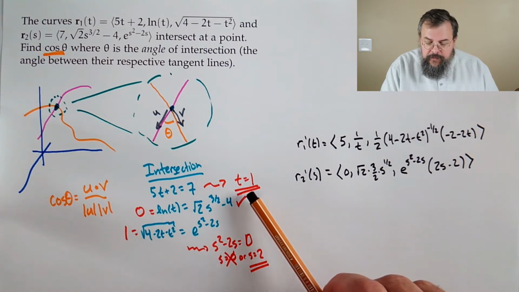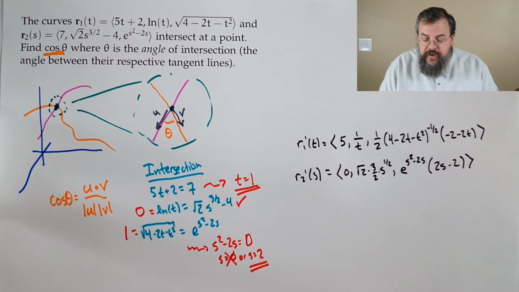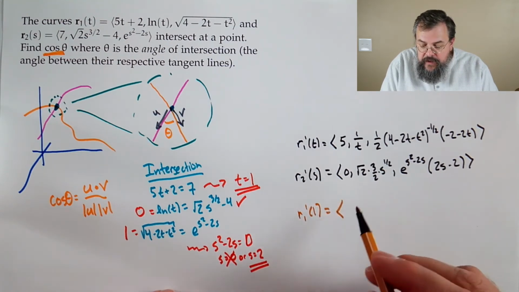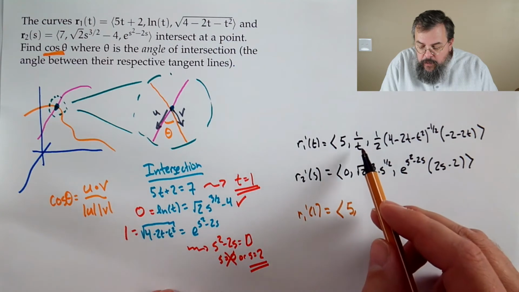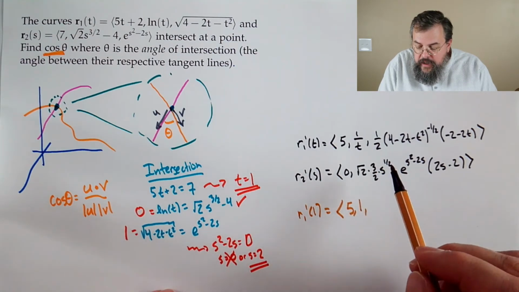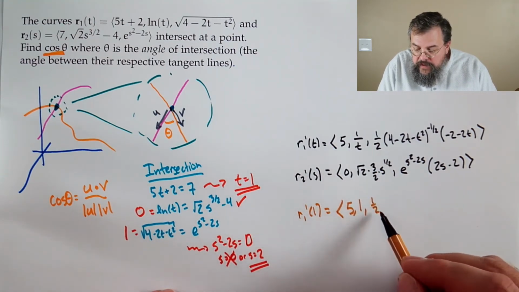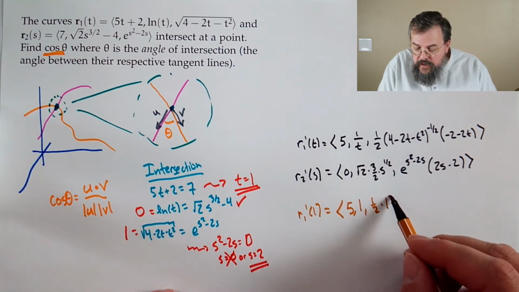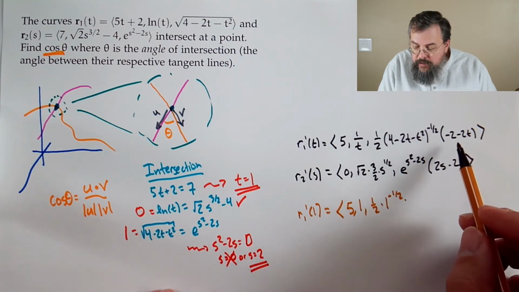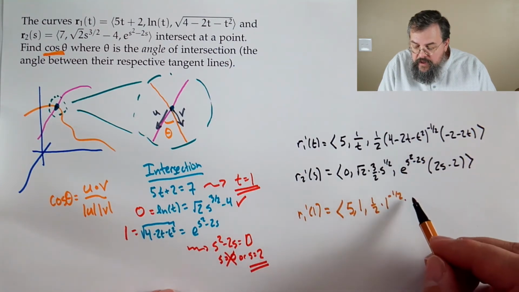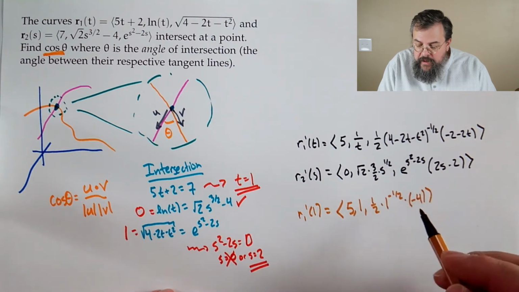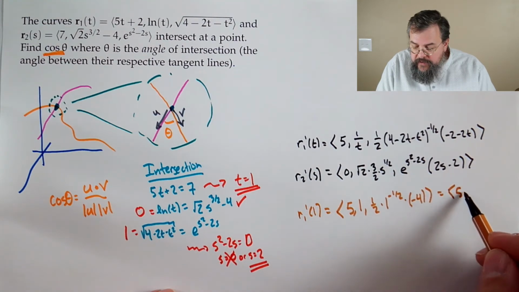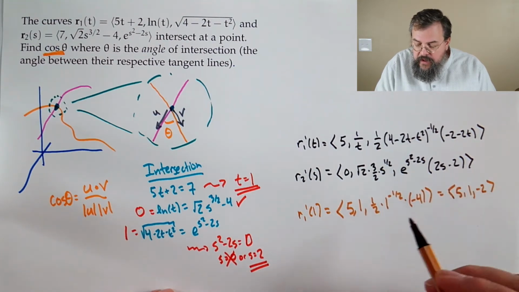So for r1, which is in terms of t, we plug in 1. So we have r1 prime of 1 is equal to 5, 1, and then, well, 1/2, 4 minus 2 minus 1 is 1 to the minus 1/2, and here, minus 2 minus 2 is minus 4. Well, 1 to any power is 1, so that's good. So we end up with 5, 1, negative 2, 1/2 times minus 4.